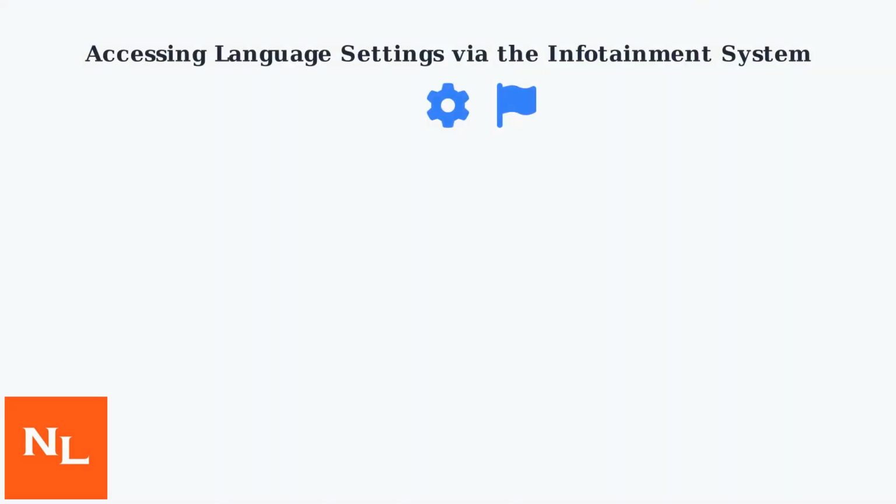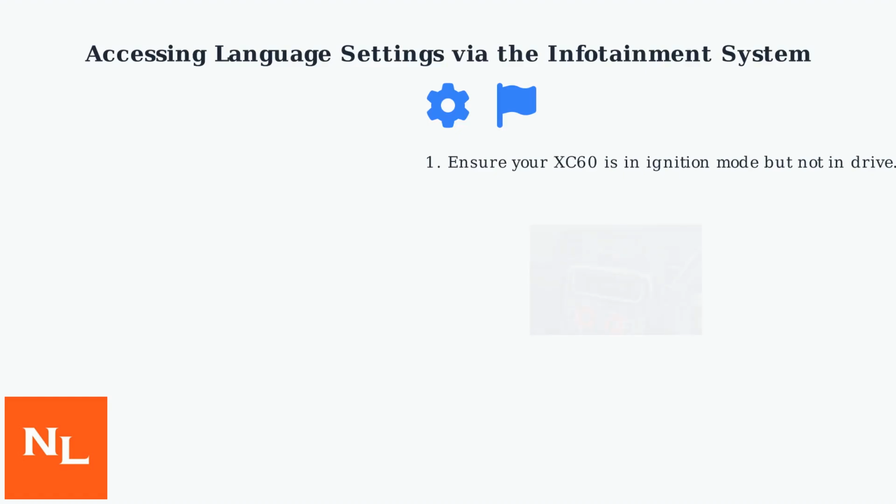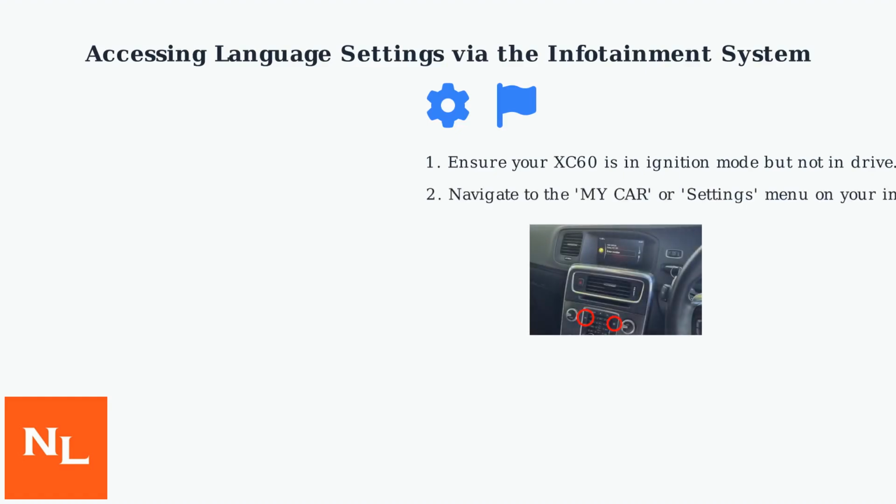First, ensure your XC60 is in ignition mode but not in drive. This prepares the infotainment system for menu access while keeping the vehicle stationary. Navigate to the My Car or Settings menu on your infotainment screen. This is typically the main access point for system preferences.